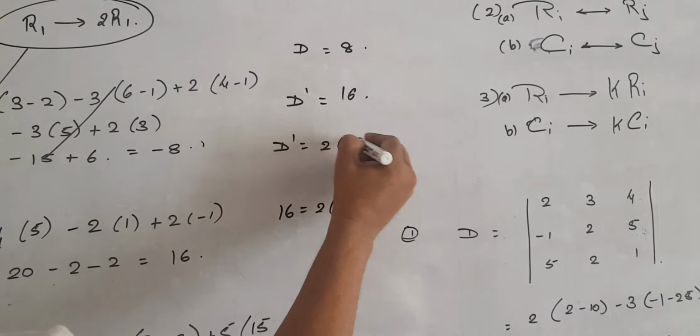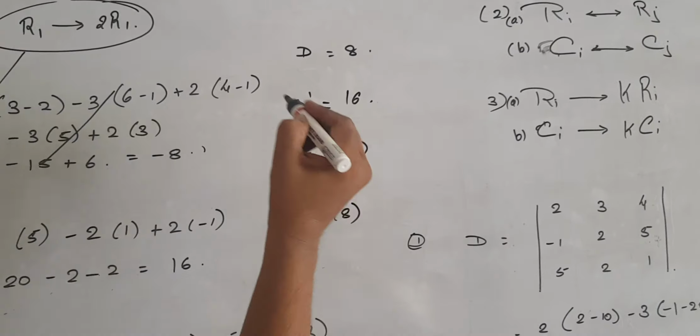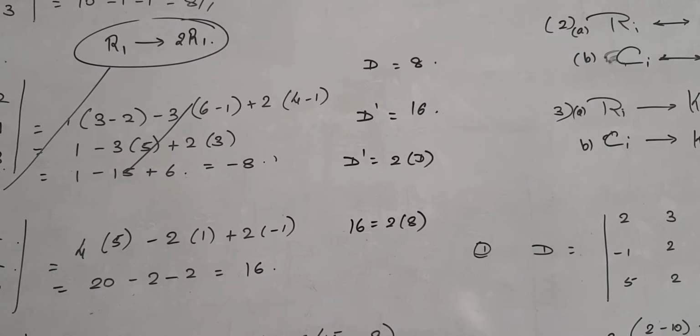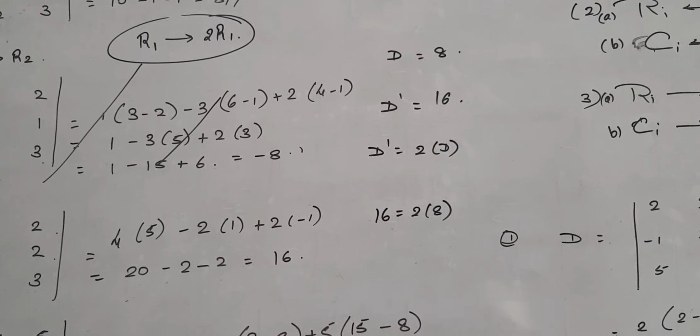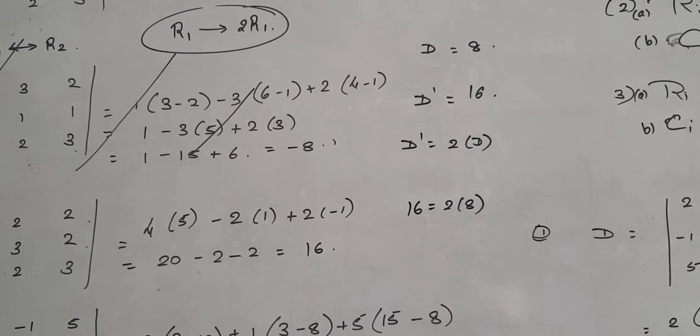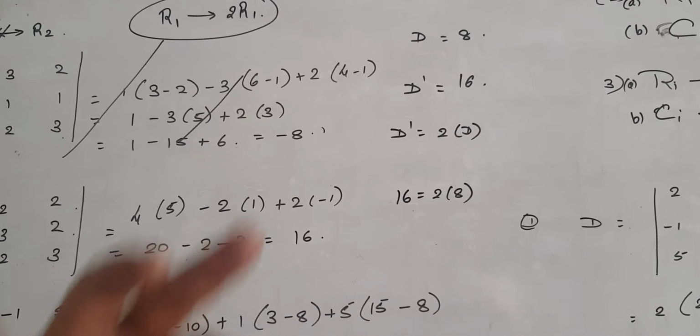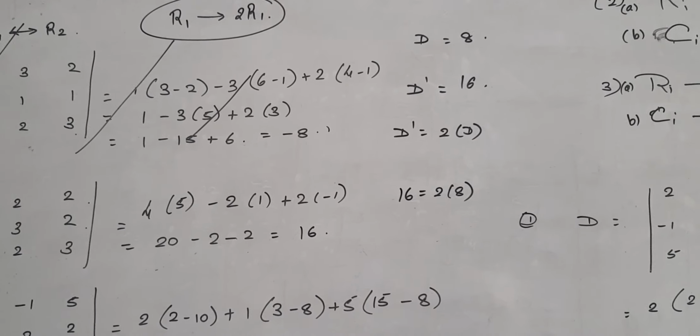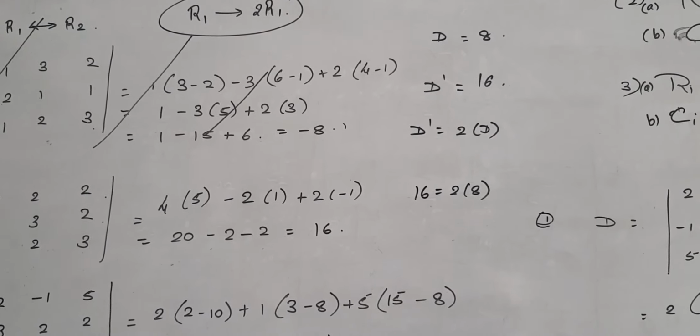2 times this d. Understood? Clear? This is the third theorem. हमने 3 थियरम्स देखे. देखो, पहले थियरम में हमने क्या किया? Interchange all the rows into columns. The value of determinant does not change.